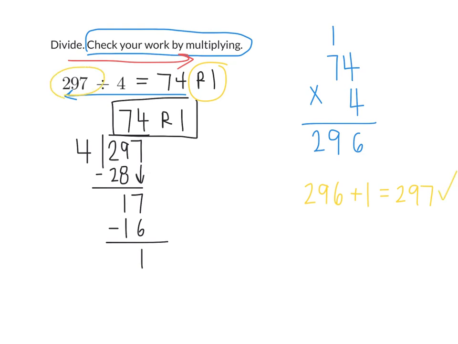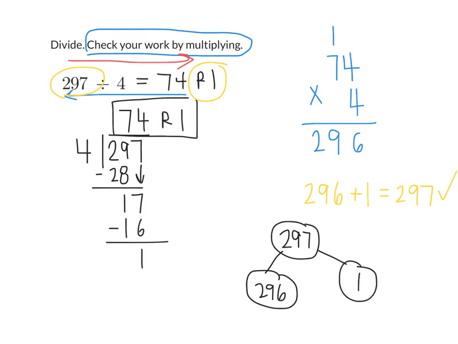What we're doing here, let me show you using a number bond, is we're saying we have our whole, 297. I'm going to separate it into 2 parts. The part that is divisible by 4 is 296. And the part that is not is I have 1 left. Okay. Don't forget to have number bonds. You're going to need them for your test in the coming weeks as well. Okay? Good.